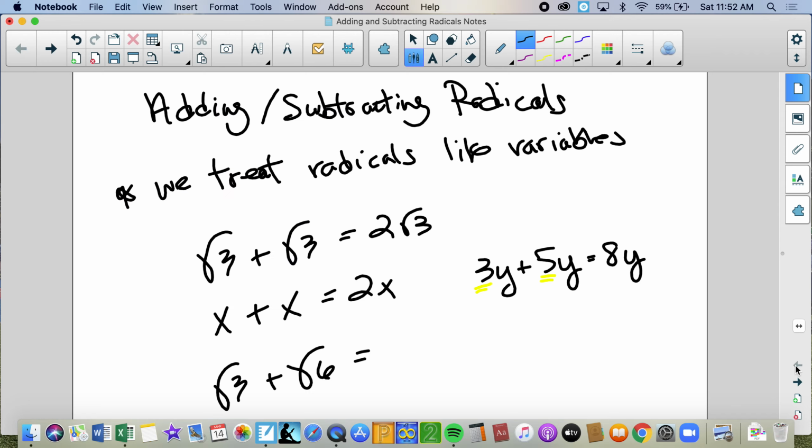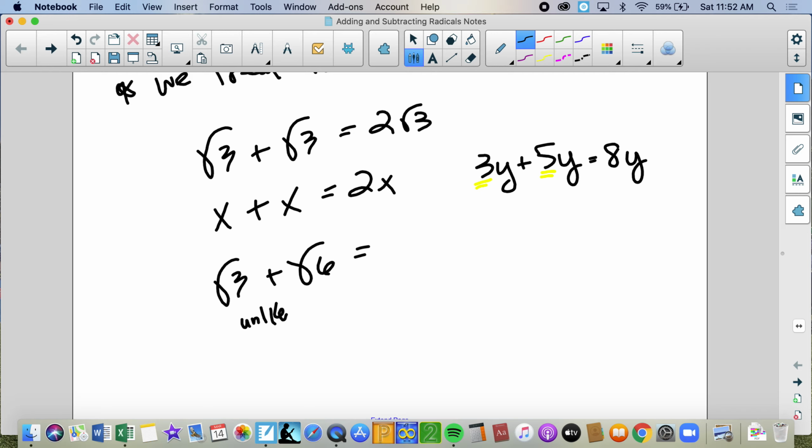We look at this other one that was next, and we have rad 3 plus rad 6. We need to see that those are unlike radicals. So those cannot be combined. That is simplified. That would be the answer. It would be much like if we saw x plus y. Those are also unlike. So we would not be able to simplify those either.